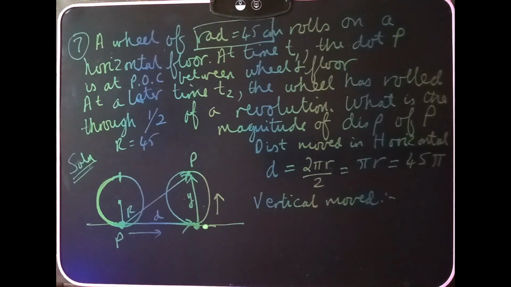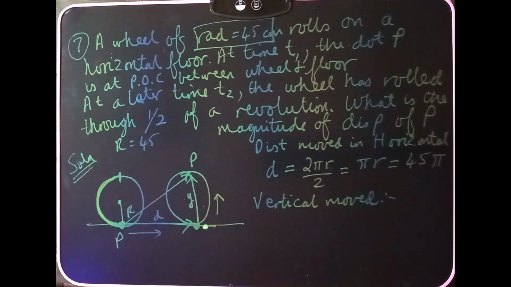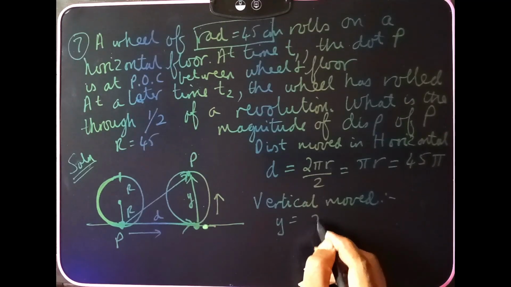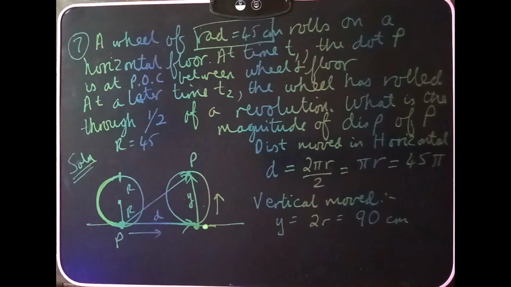How much has it moved vertically? Basically this point P has moved straight up, and this is r and this is also r. So the vertical movement is y equal to 2r, which is nothing but 90 centimeters.